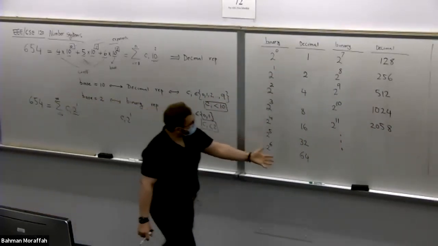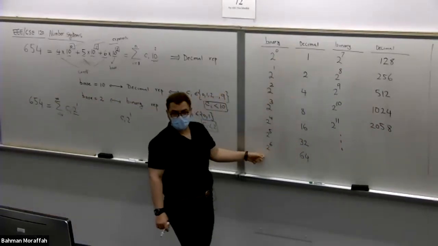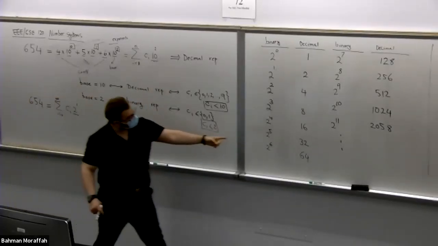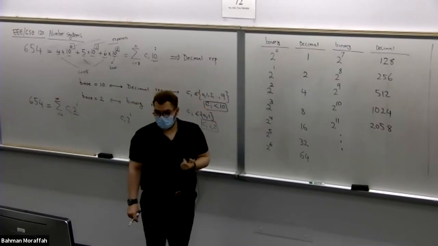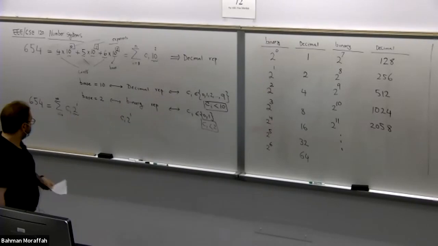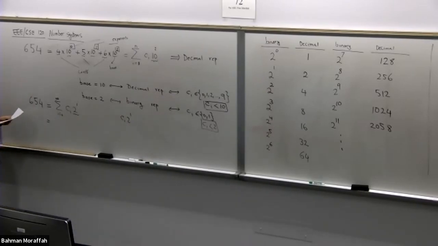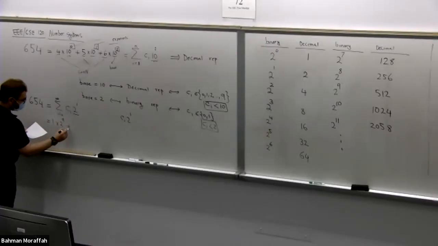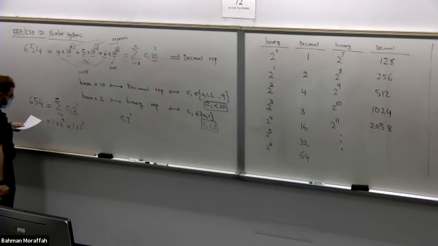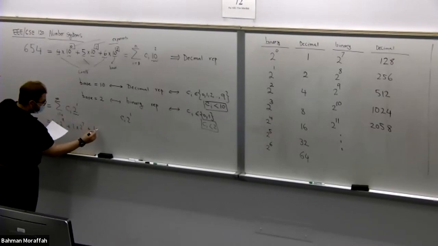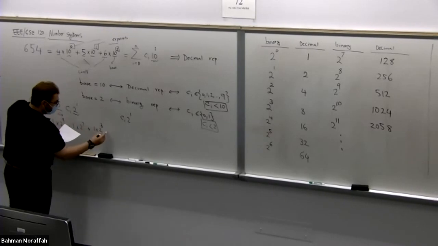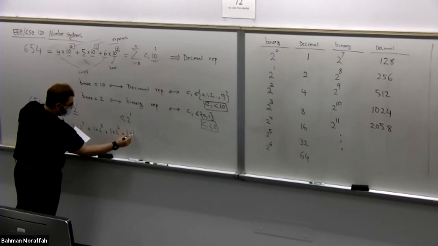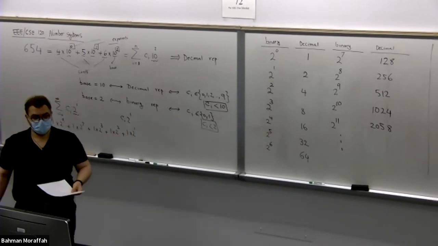Okay, now I know the decimal representation of these numbers, so I can actually write this in terms of all these numbers. Let me do it. It turns out I can write this as 1 times 2 to the power 9, plus 1 times 2 to the power 7, plus 1 times 2 to the power 3, plus 1 times 2 to the power 2, plus 1 times 2 to the power 1. Right?